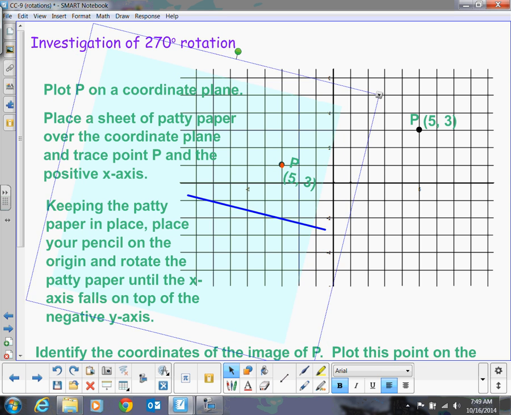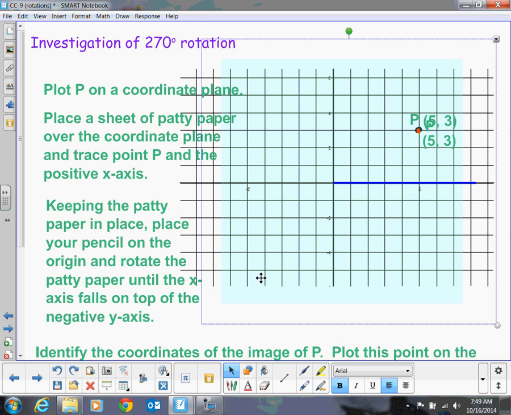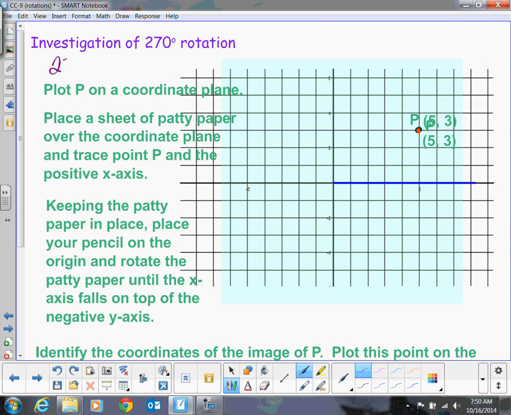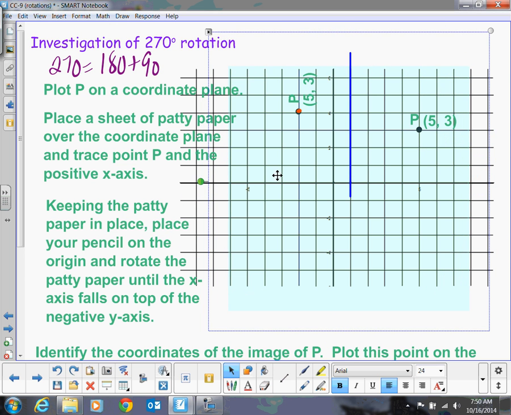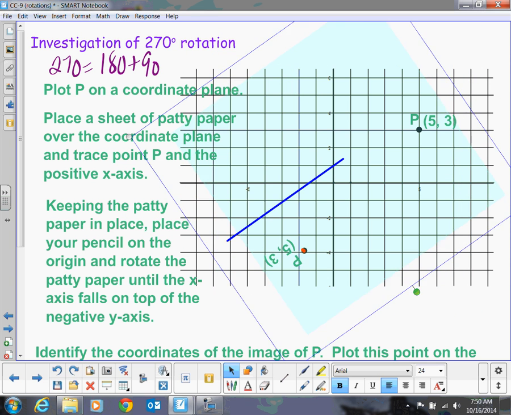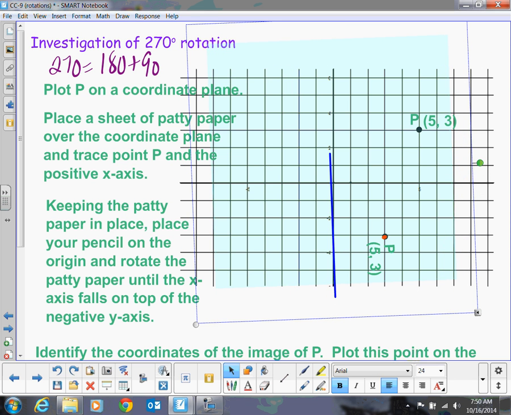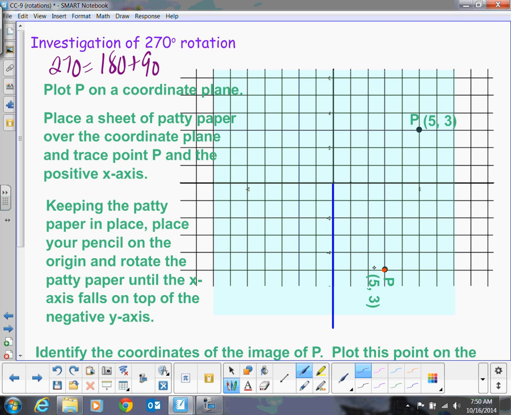All right. Now what we're going to do is 270 degrees. 270 is 180 plus 90. So if I rotate this 90 degrees, I'm here. And now if I go an additional 180 degrees, I will be all the way over here. So your 270 is done when the positive x-axis is on the negative y. This new ordered pair is +3, -5.